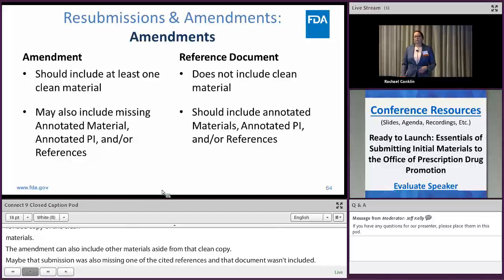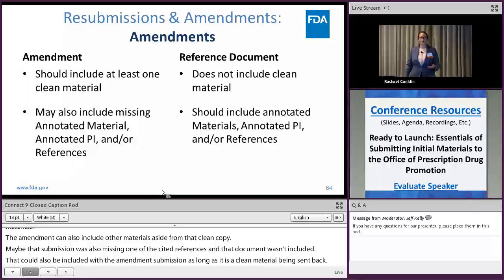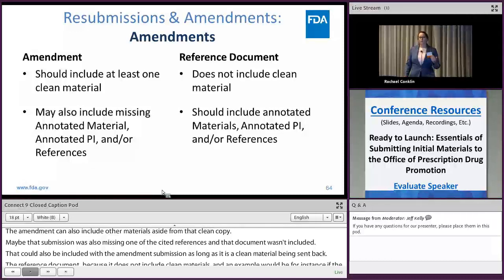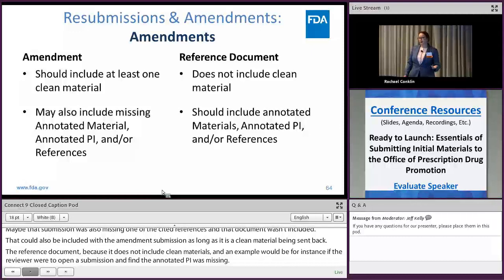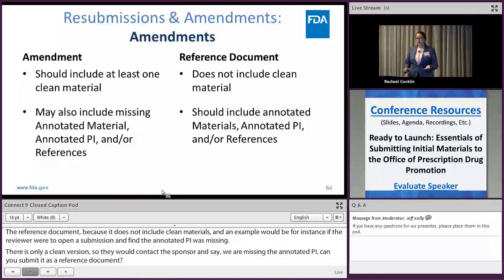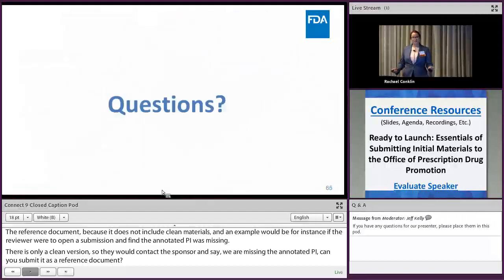The reference document does not include clean materials. An example would be, for instance, if the reviewer were to open up a submission and find that the annotated PI was missing, there's only a clean version, they would then contact the sponsor and say, hey, we're missing the annotated PI, can you submit this as a reference document? And then that reference document would be sent in. It can just be that annotated PI with a cover sheet just saying, this was missing from the initial submission, here's the annotated version. And that is it.